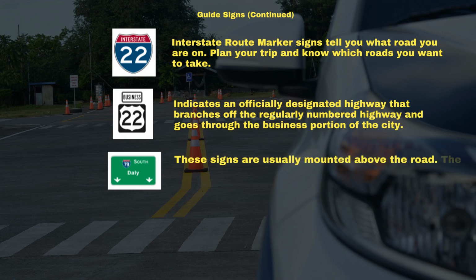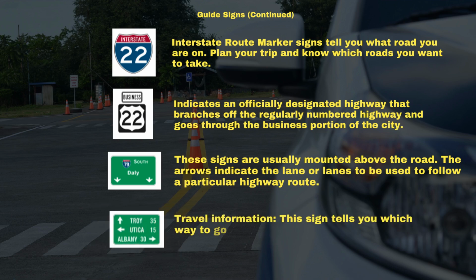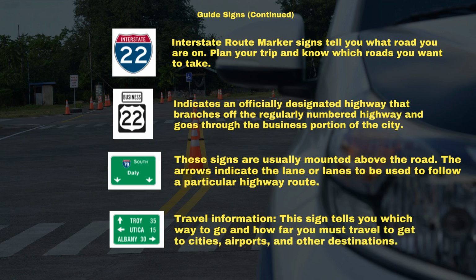These signs are usually mounted above the road. The arrows indicate the lane or lanes to be used to follow a particular highway route. Travel information. This sign tells you which way to go and how far you must travel to get to cities, airports, and other destinations.